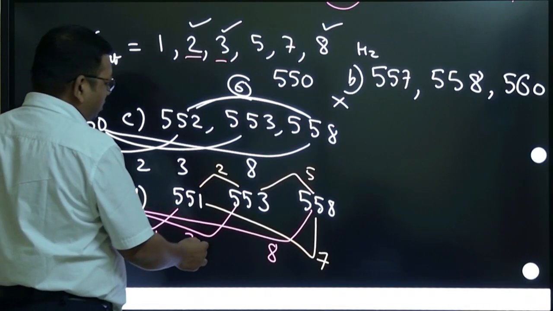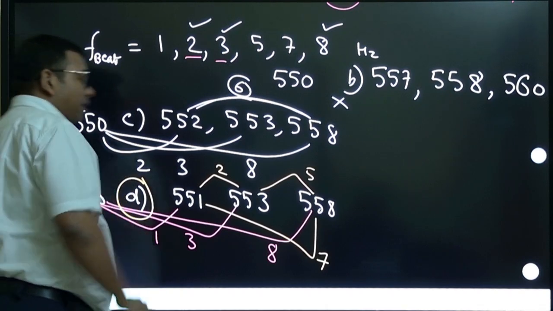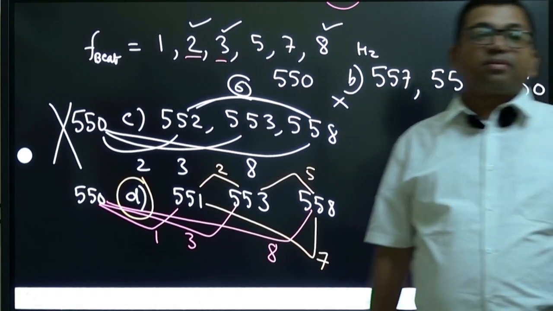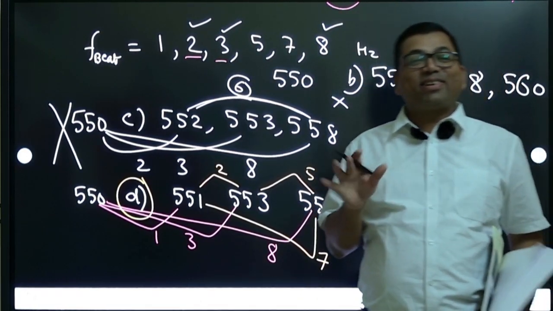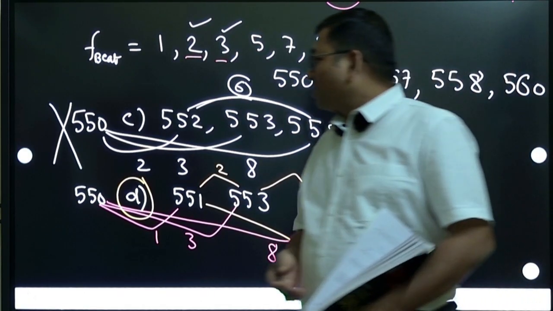1 2 3 5 7 8. Yes, this is the only possibilities, correct? Yes, clear. So there is no other option. You have to check each option. Okay, let us go next.